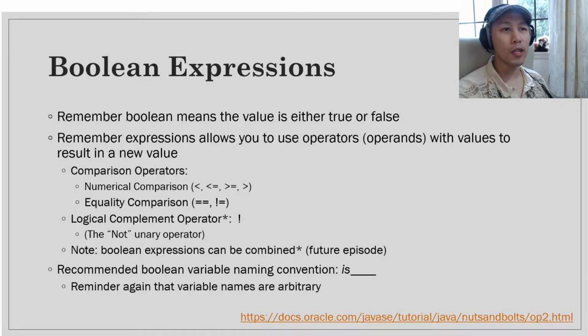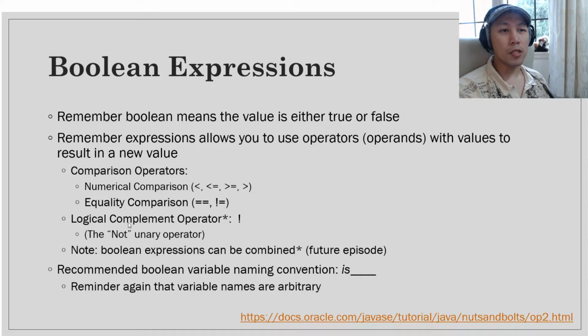Okay, so let's talk about Boolean expressions. Remember that Boolean basically means that the value is either true or false, and remember that expressions allow you to use operators, in other words operands, with values to result in a new value. What does that mean? If you think about 2 plus 2, for example, the operator there is the plus sign, and the two values are 2 and 2 on the left and right hand side of the operator. And 2 plus 2, of course, is just 4. So you have 2, a value, plus the operator, another 2, which is another value, and that whole expression altogether becomes the value 4.